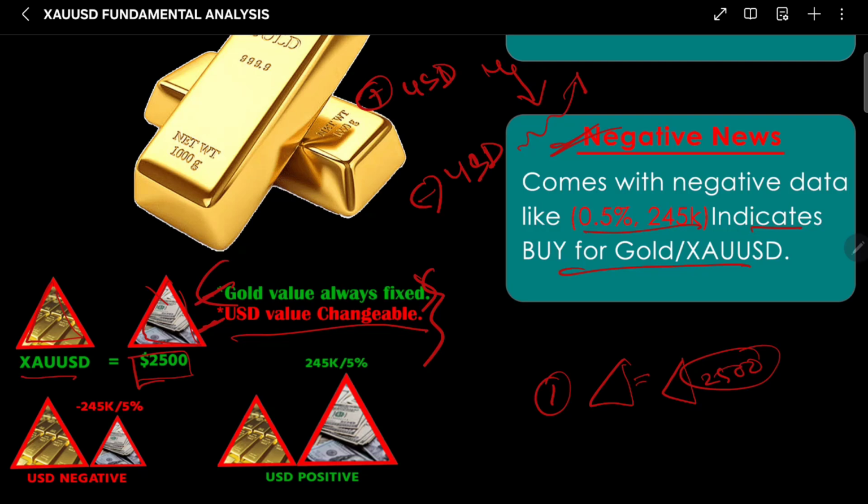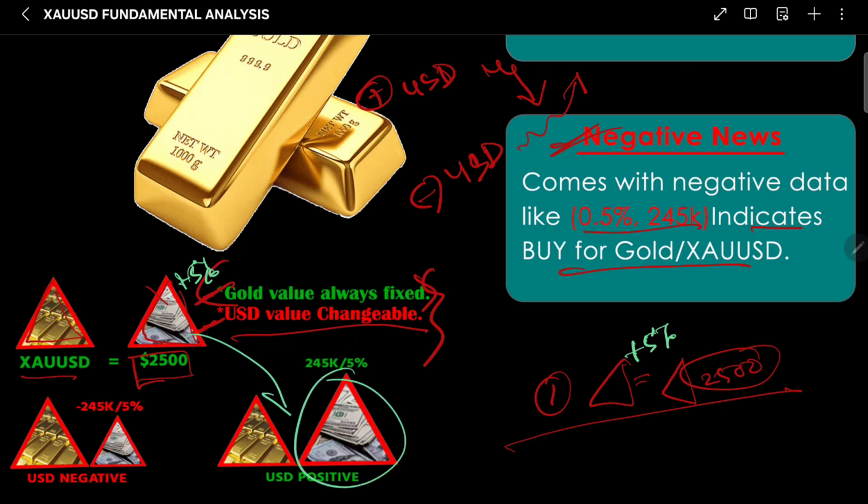Suppose that is that, and if we get plus 5% data with USD, that means if we add plus 5% here, that will be bigger than the previous one. Because there is positive 5% data, in that case gold is lower than the United States dollar. That's why we are selling gold for positive news.